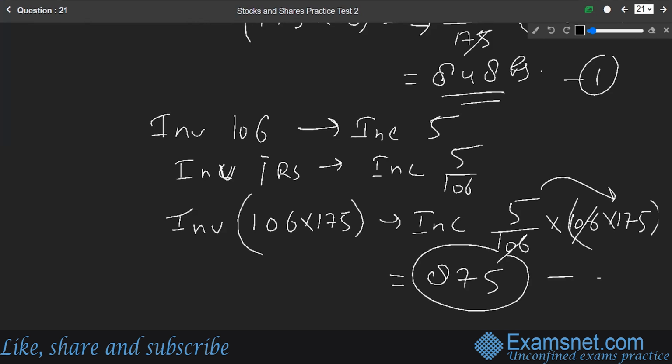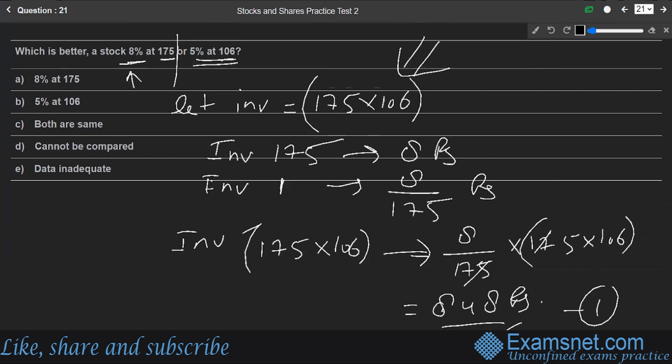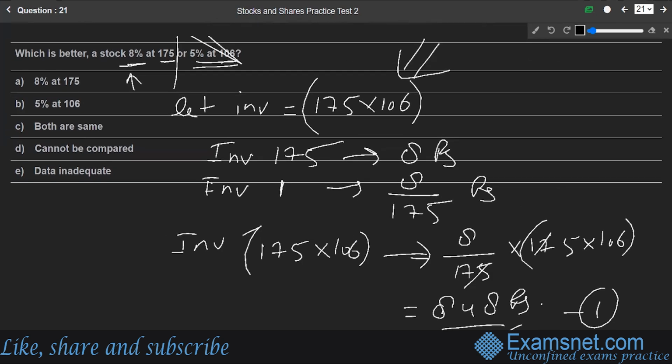So clearly we can understand that the dividend received from the second scheme is 875 rupees, whereas the dividend received from the first scheme was 848. So which dividend is higher? It is the second scheme dividend. So obviously the second scheme is better. Which is the second scheme? The second scheme is 5% at 106. So that is the right answer, which is available clearly in option number B, and becomes the right answer for us.